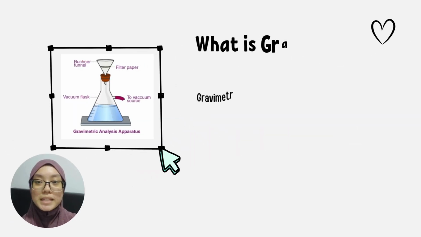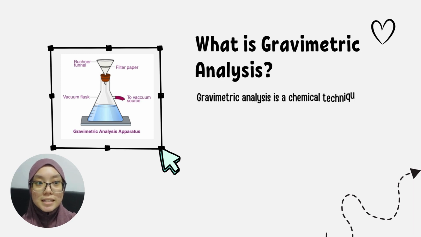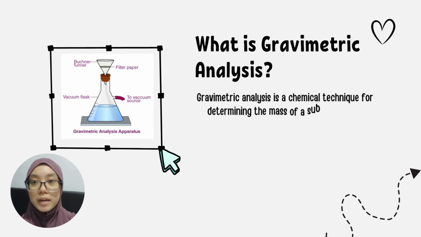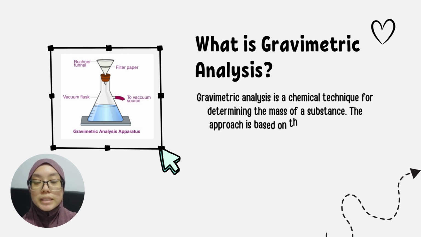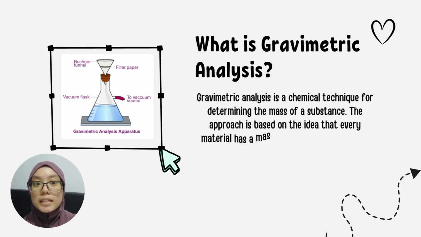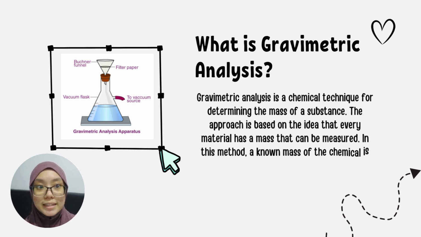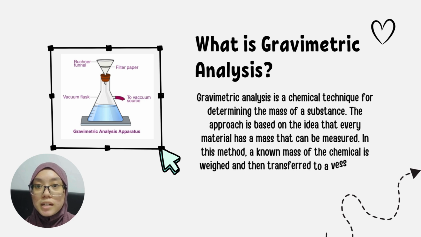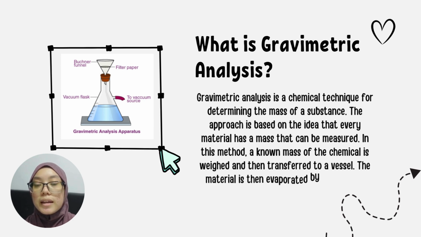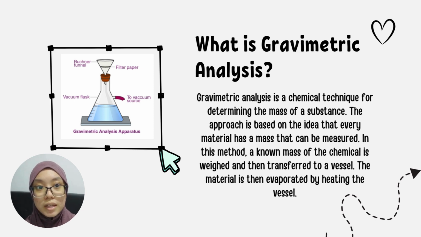What is gravimetric analysis? Gravimetric analysis is a chemical technique for determining the mass of a substance. The approach is based on the idea that every material has a mass that can be measured. In this method, a known mass of the chemical is weighed and then transferred to a vessel.